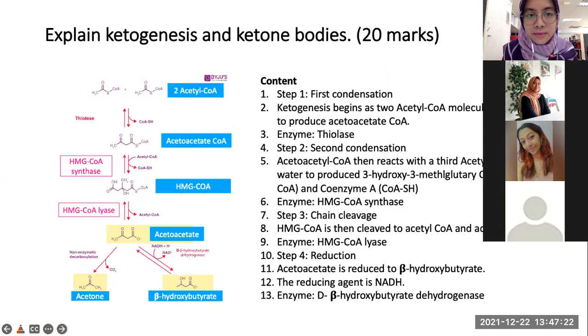Correct. Basically, most reactions that are catalyzed by enzymes are reversible, so not only in ketogenesis. If you remember in chapter 5, the characteristic of enzymes, usually the reactions are reversible.